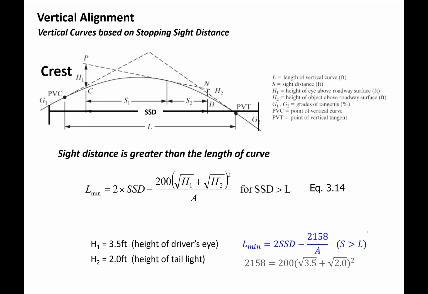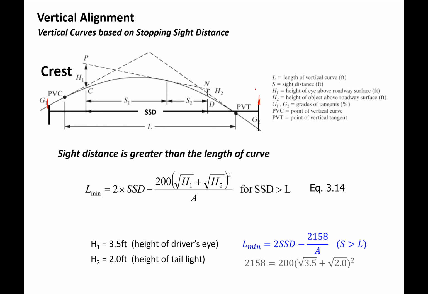We also have the case where stopping sight distance would be longer than the length of curve. So here, the beginning and ending point that represent that full stopping sight distance extends beyond the point of vertical curve and the point of vertical tangent. So there's a portion of the full stopping sight distance that happens on the initial tangent, or a portion that happens on the second tangent of the curve after the point of vertical tangent.